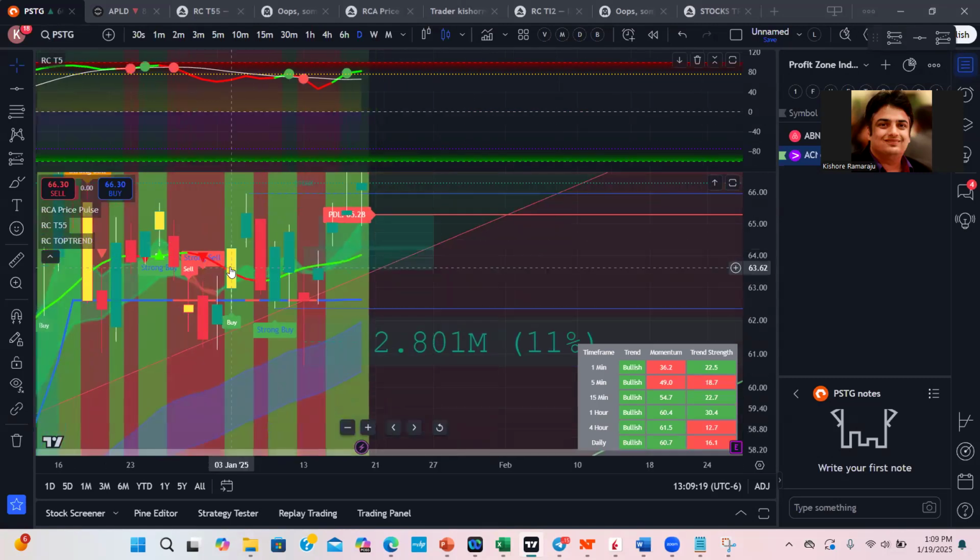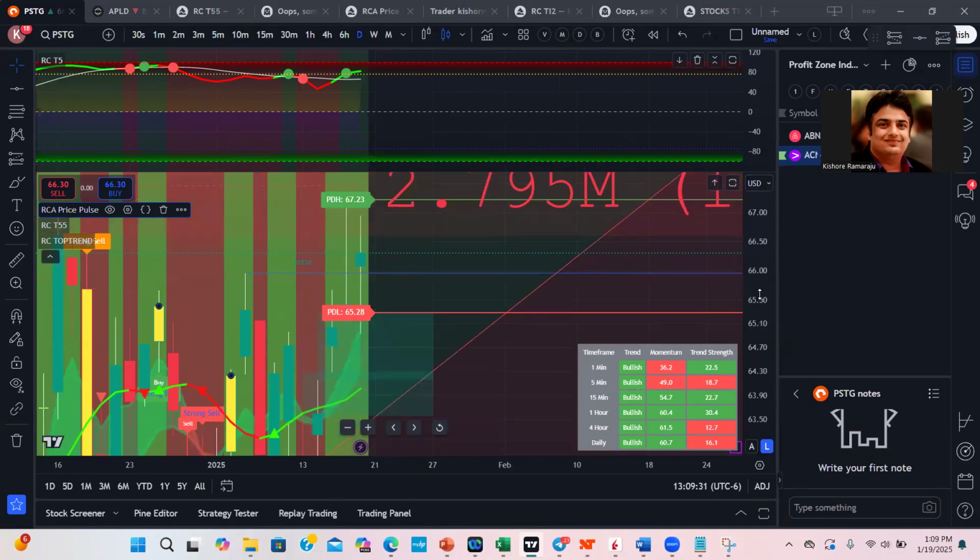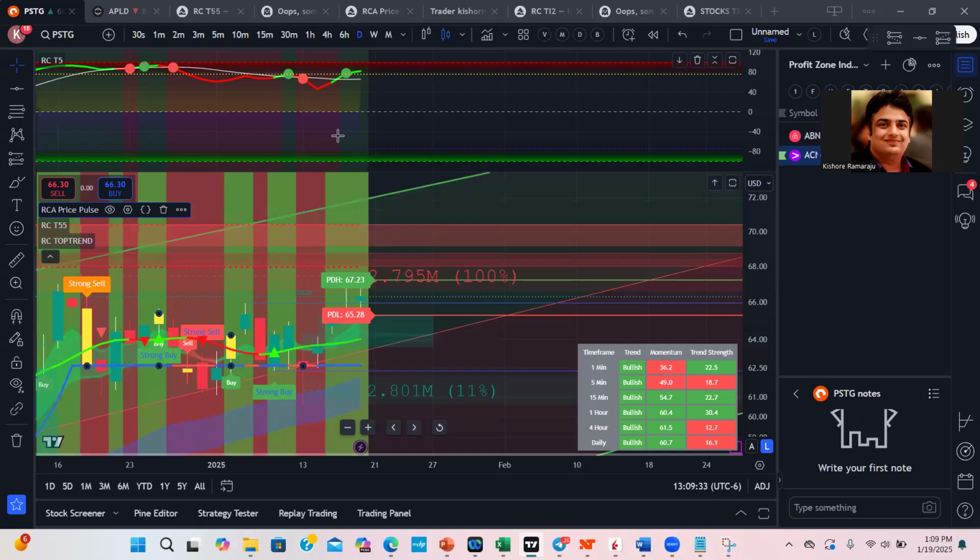This stock has started moving, but there is a lot of block here. It may go to 67, 68. Around 68, it will drop again. We are already overbought.